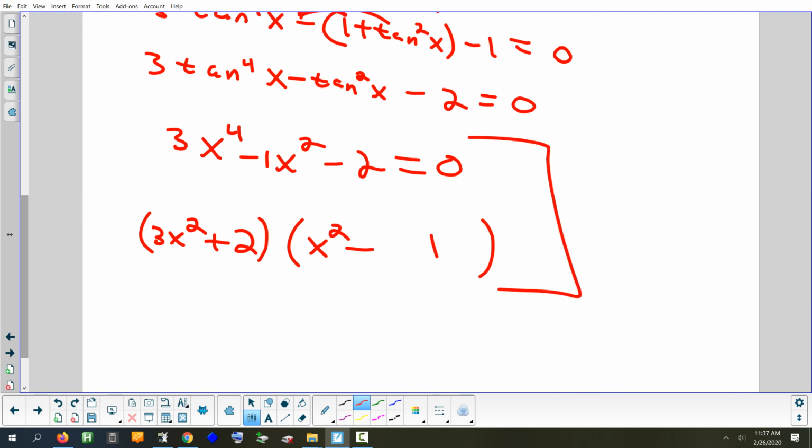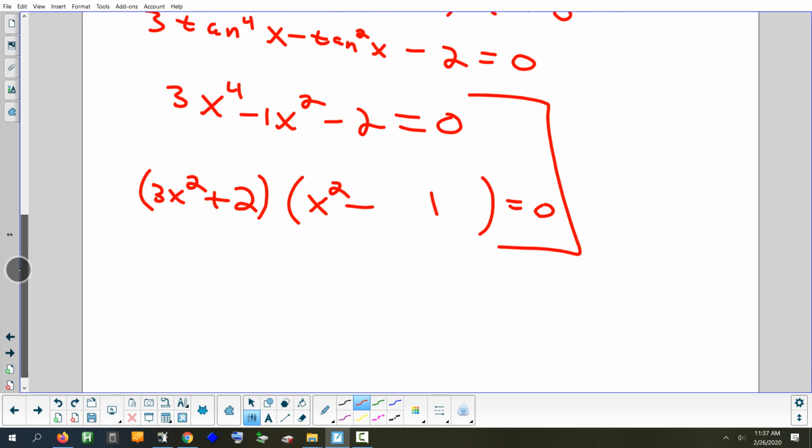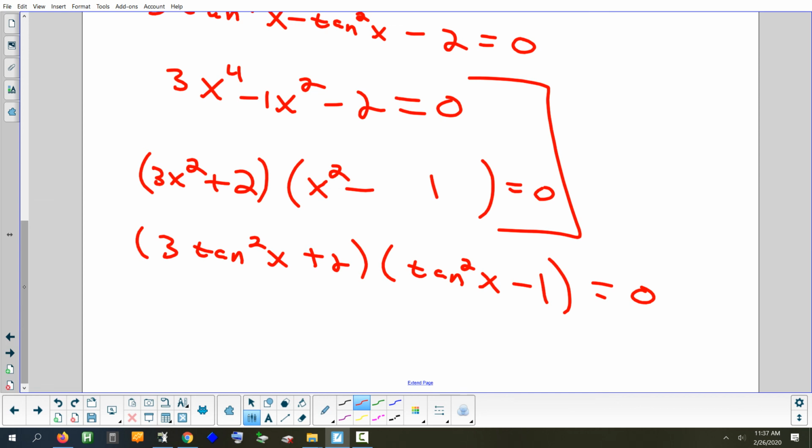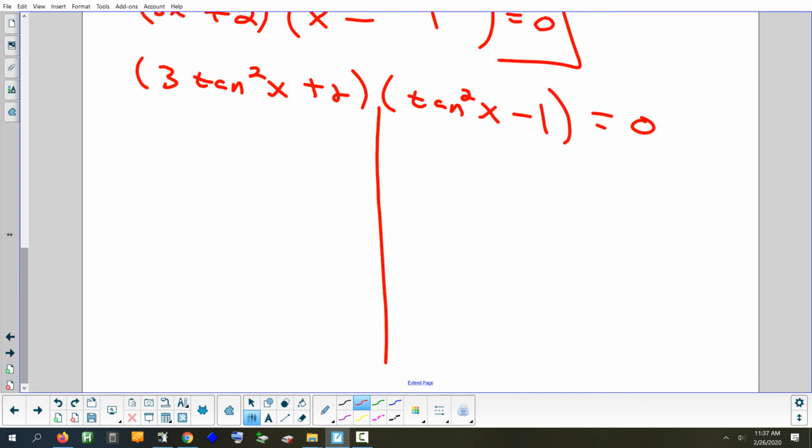Okay, this step right here, that's temporary. Only if it helps you to factor it. Now we need to really write how it factored. All the x's should really be tan x's. So we've got 3 tan squared x plus 2 tan squared x minus 1. I just changed the x's back to tangents. And now from here, it's like your problem in the homework. What are we going to do with each one of those factors? Set them to 0.